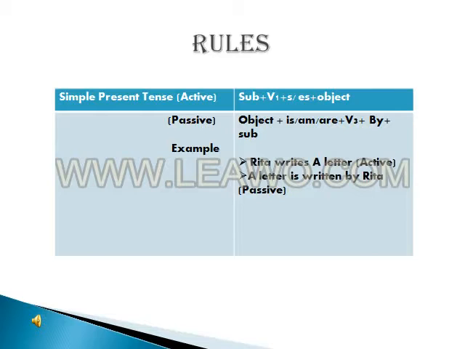The first one is simple present tense. The rule for the active voice is subject plus verb first form plus s/es plus object. Rule for passive voice: object plus is/am/are plus third form of the verb plus by plus subject. Example for active voice: Rita writes a letter. Example for passive voice: a letter is written by Rita.